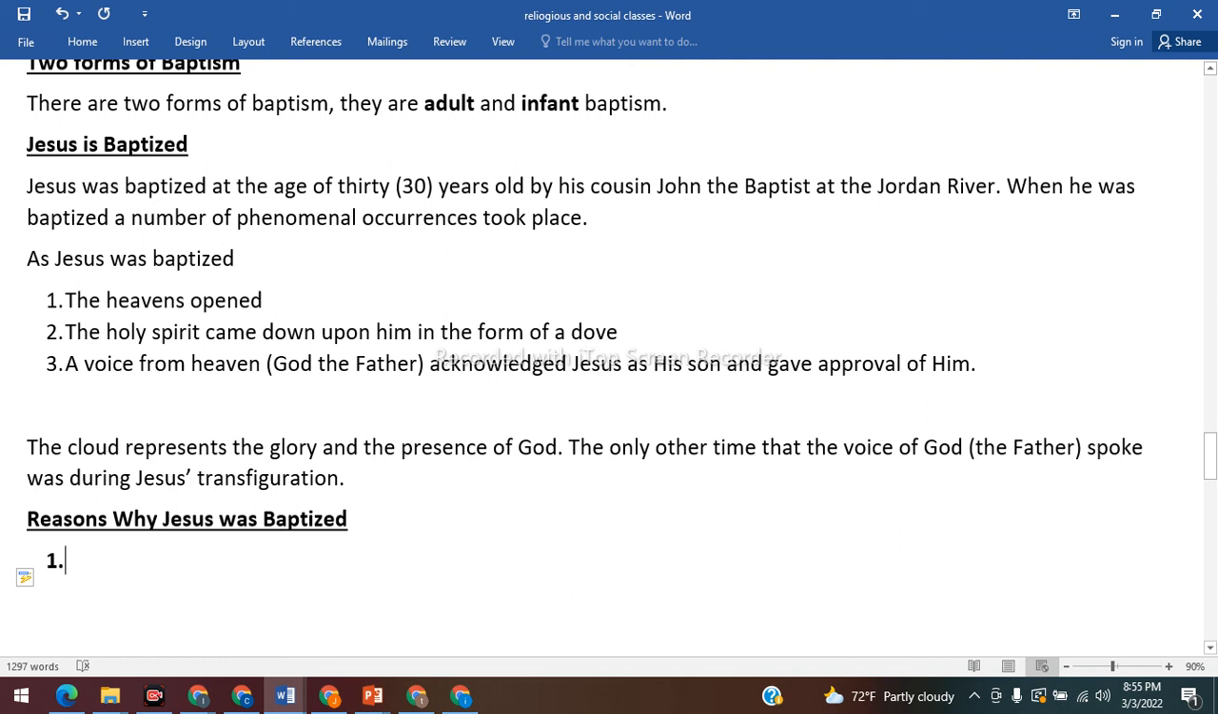Was it to start his ministry? To begin his public ministry, that's a reason. The strongest or major one is to be an example, right? Remember, Jesus is an example for every one of us. So we are to follow in his footsteps, like Peter said. So he got baptized to be an example for us. He also got baptized to begin his public ministry.